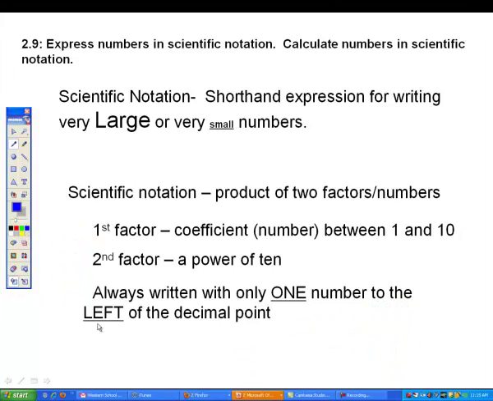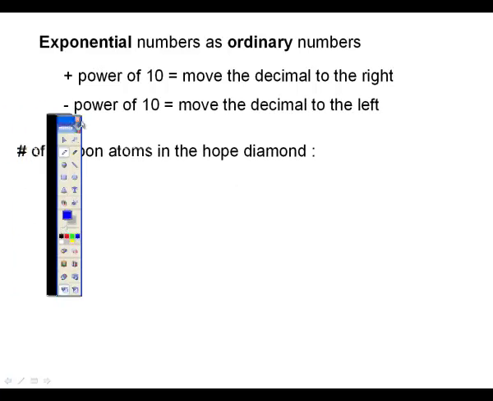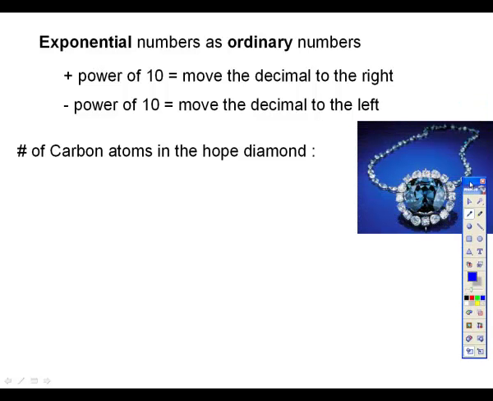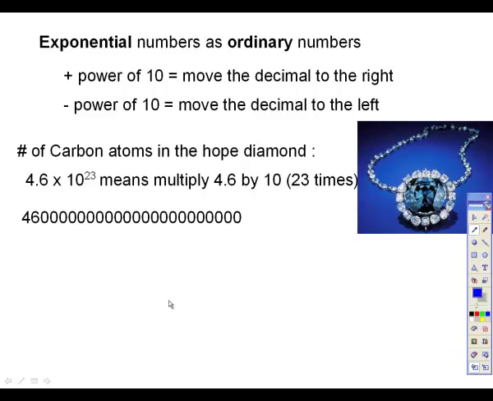So let's keep going here. All right, this is what we just talked about. If we wanted to know the number of carbon atoms in the Hope diamond, there's a picture of the Hope diamond. Isn't it pretty? It is 4.6 times 10 to the 23rd carbon atoms. That means you're going to take 4.6 and multiply it by 10 23 times. So this is a huge number. Whoa! So you can see how you're going to save yourself a lot of time and energy if we can write it this way instead.